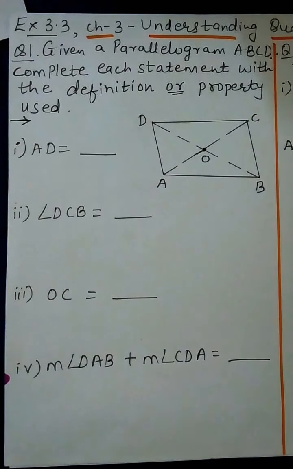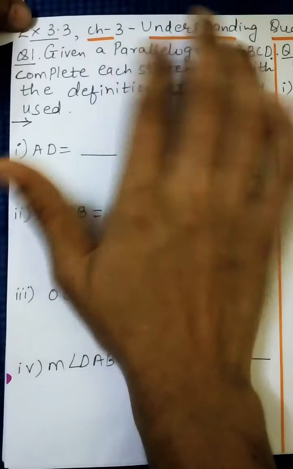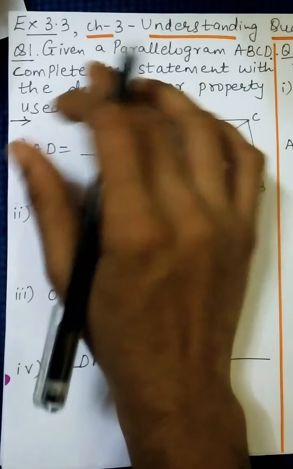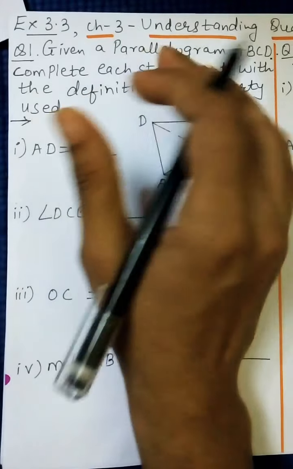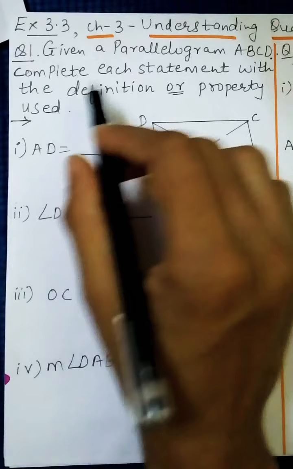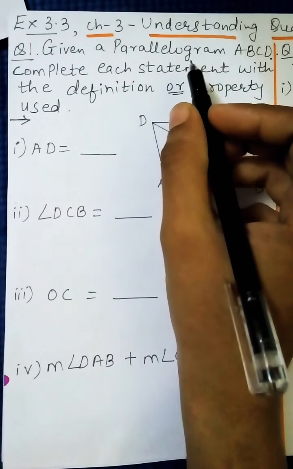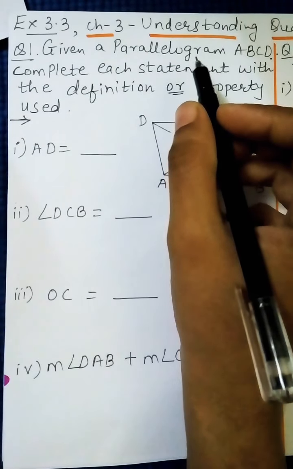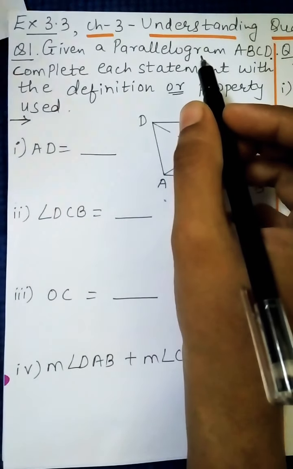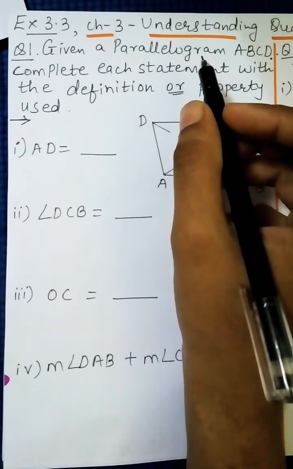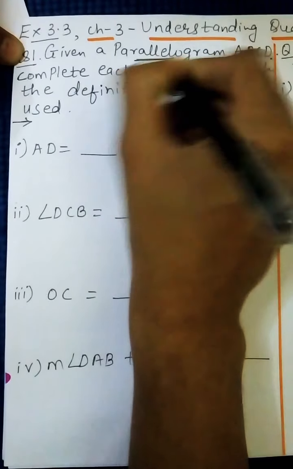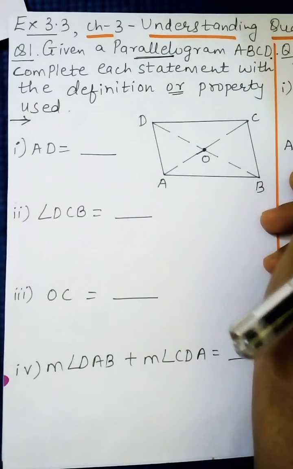Hello students, now we will start exercise 3.3 of chapter 3, understanding quadrilaterals. Before we start, in this exercise we will need properties of quadrilaterals. This exercise is based on properties of parallelogram. So first of all we should know the properties of parallelogram, otherwise you will not be able to do this. We have already seen them in our previous introduction video. Once again let us see the properties.